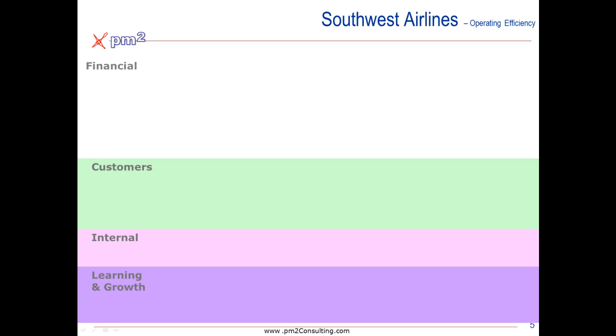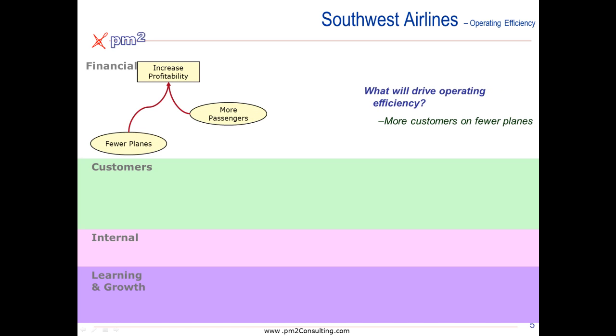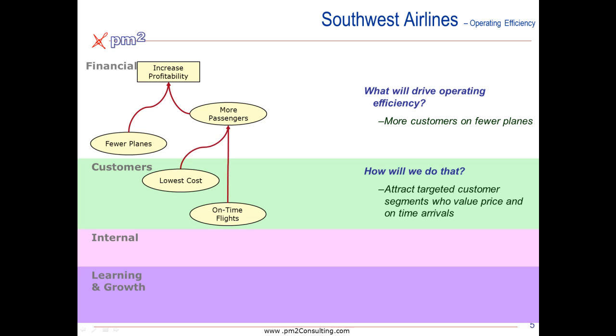So, in this example, Southwest Airlines, which has been widely published, their strategic objectives financially are all about optimization of assets. Let's have fewer planes and more passengers. To do that, they take a look at their core customer objectives. In this case, their customers want on-time flights and lower cost, and that'll help us gain more passengers. How are they going to achieve these conflicting objectives?